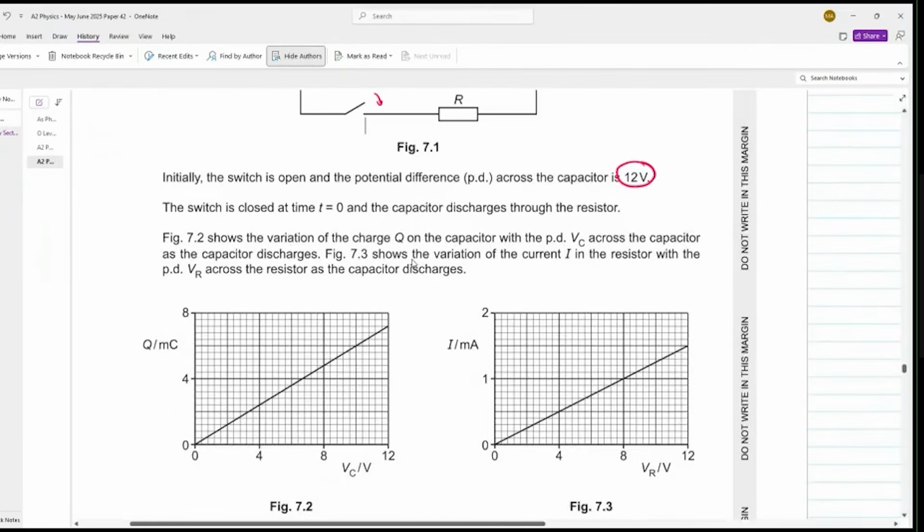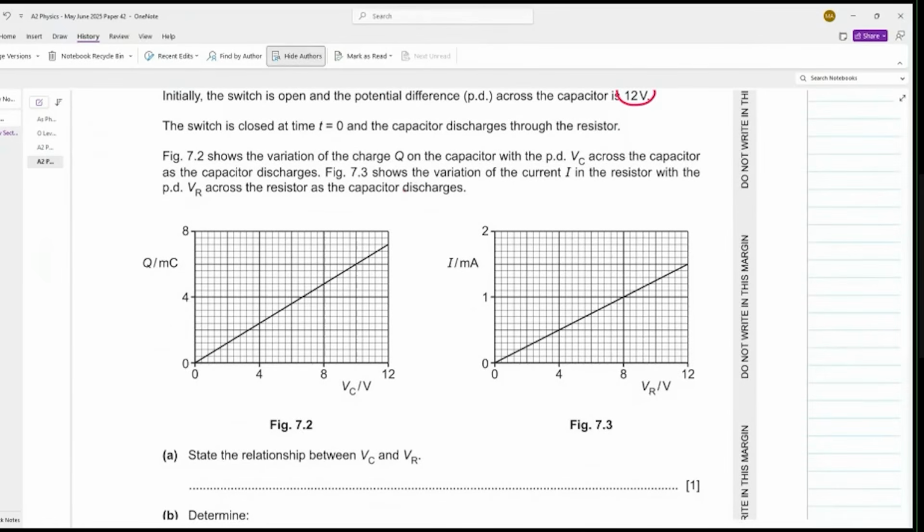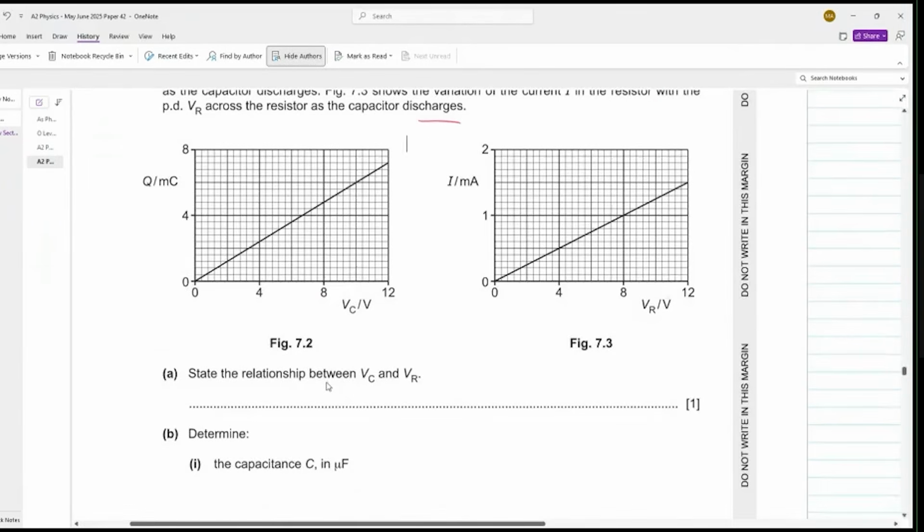Okay. Figure 7.2 shows the variation of charge of the capacitor with the potential difference across the capacitor. Okay, so charge versus potential difference का graph given है. Figure 7.3 shows the variation of current in the resistor with the potential difference across the resistor as the capacitor discharges. Okay. State the relationship between voltage across capacitor and voltage across resistor.